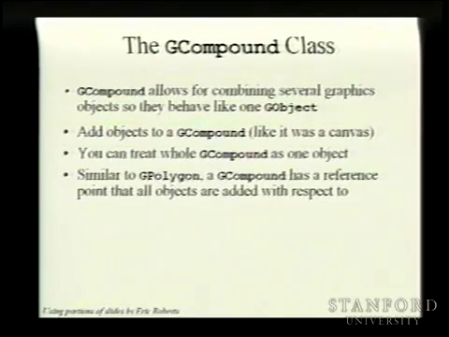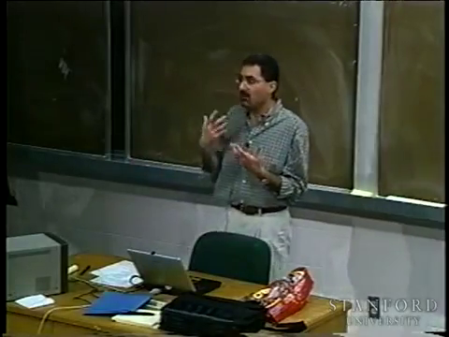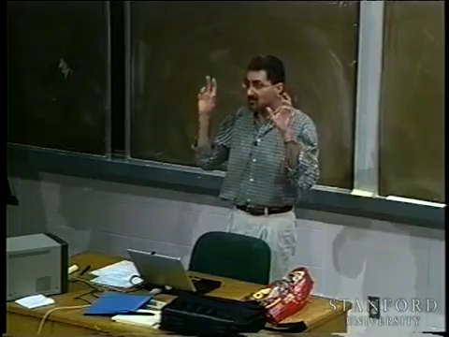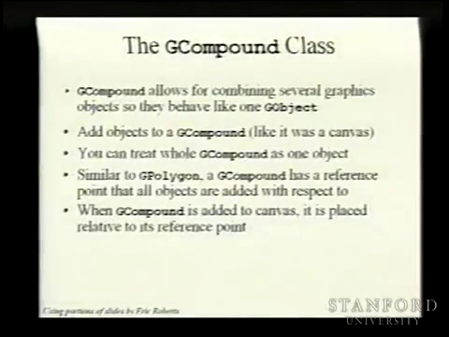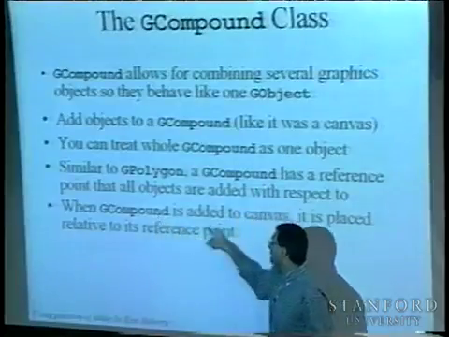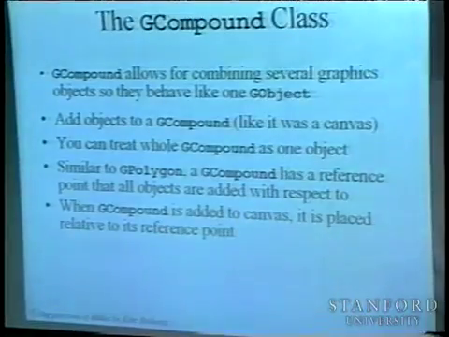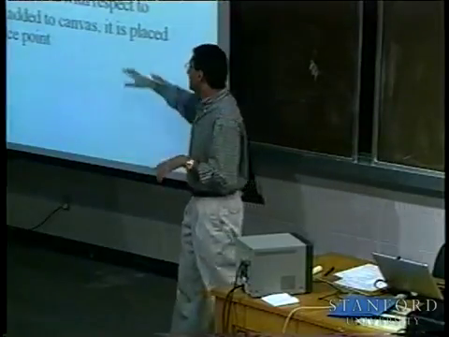Similar to a G-polygon, a G-compound also has a reference point: you add all the objects relative to some imaginary reference point that the G-compound has. Okay? And finally, how do you display this thing? When you add things to a G-compound, they're not displaying on the screen. You need to take the G-compound and add it to the canvas just like all the other rects or ovals or whatever you did before.